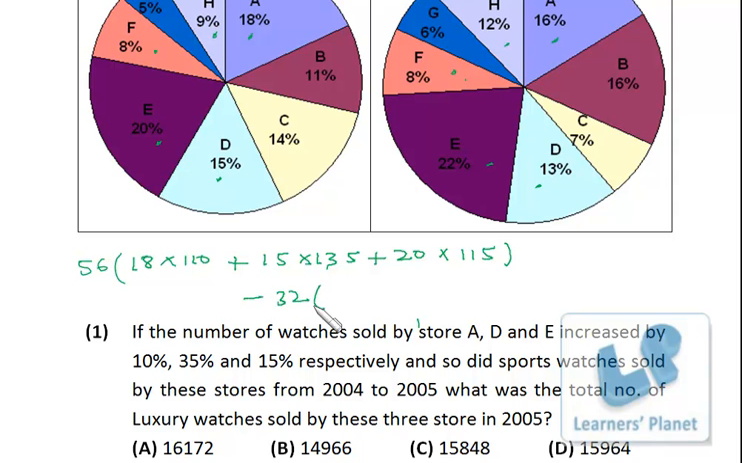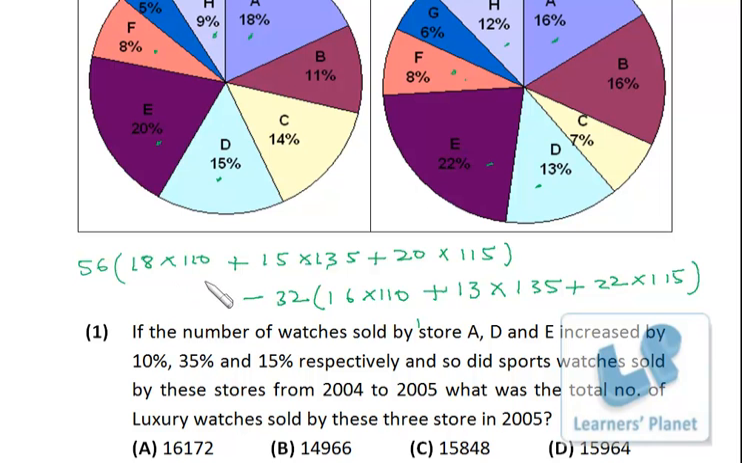Minus 32, same thing is there. A is 16%, growth is 10%, so it will be 110, plus D, it is 13 into 135, plus E, that is 15% growth, and here it is 22. So 22 into 115. Now this is the dangerous calculation we have to make, right? And outside the bracket we have 1000 by 10,000. So precisely this entire calculation is divided by 10. Okay.